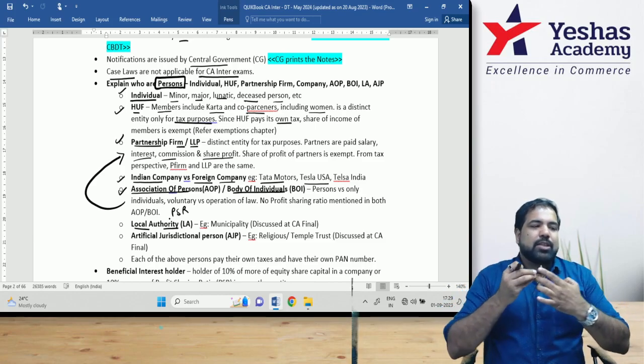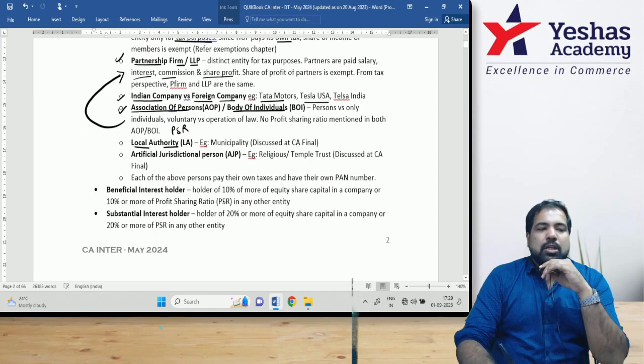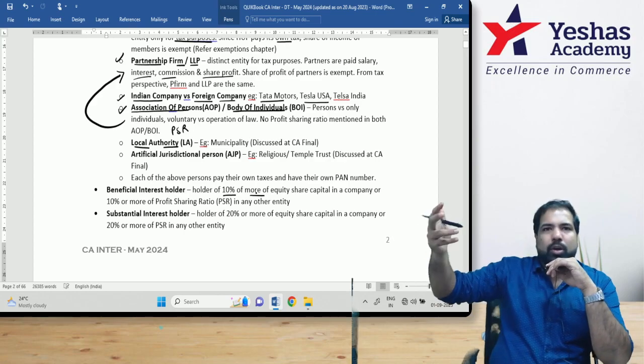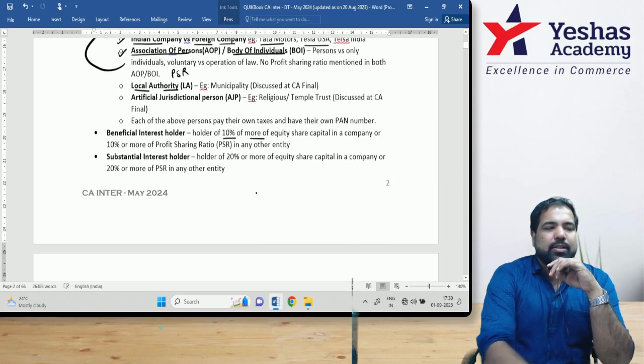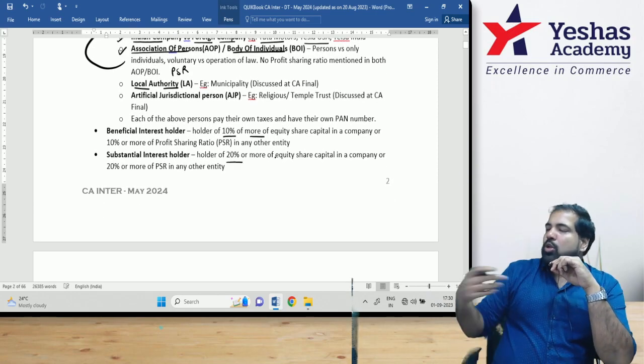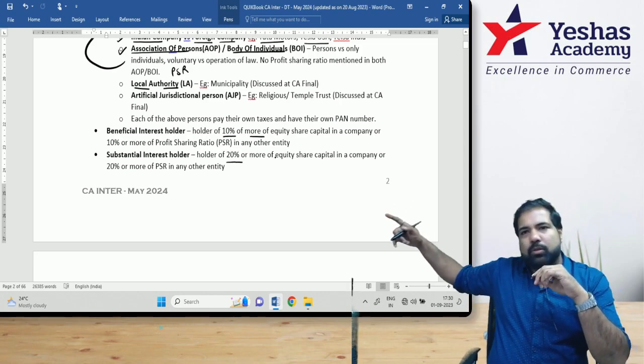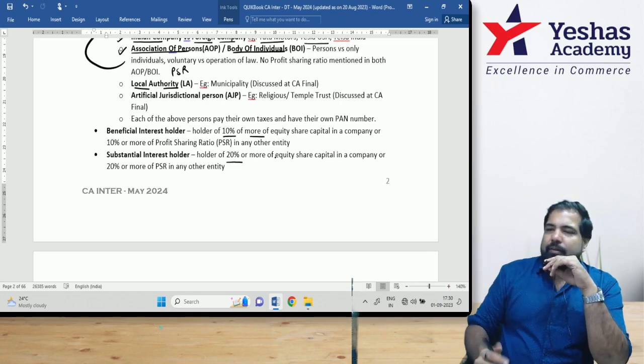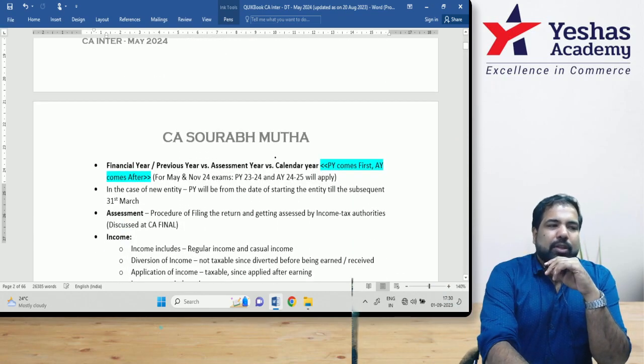All right. Guys, what is a beneficial interest holder? Someone who holds 10% or more in equity or 10% or more in profits. What is substantial interest? Someone who holds 20% or more. So if I have 50%, guys, am I both? Yes. If I have 15%, beneficial. If I'm 5%, nothing. All right. We'll see what the impact is.